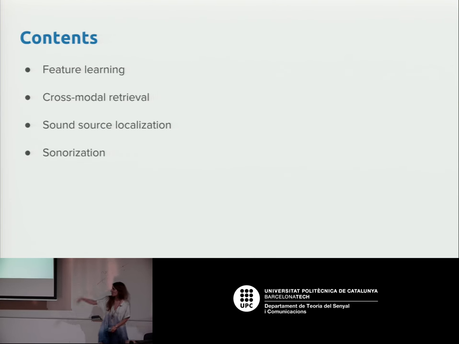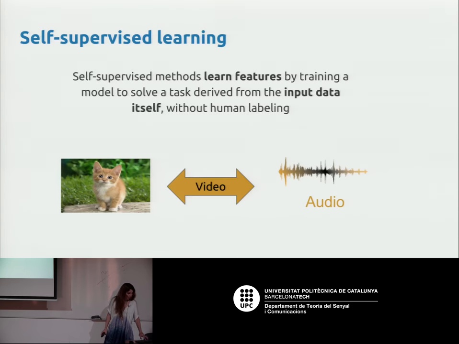So this is the structure of the presentation. We're going to start talking about feature learning. Since we have a video, in a video we have these two modalities, the images, or the frames, and then the sound associated to them. We're going to talk about models that do self-supervised learning. By this, I mean models that try to solve a task that is derived from the input data itself. So you don't need to do any manual labeling.